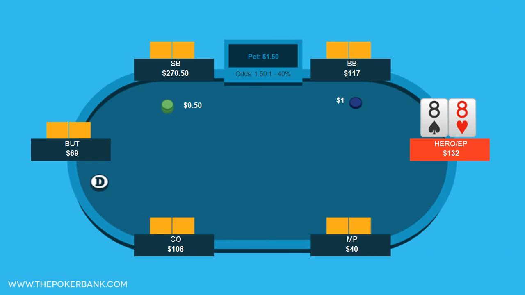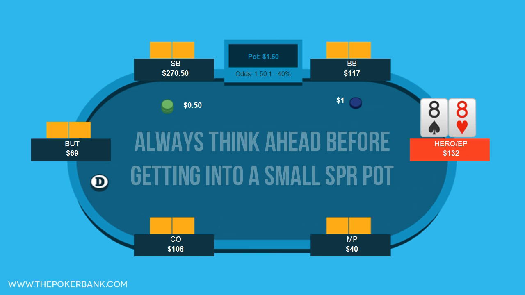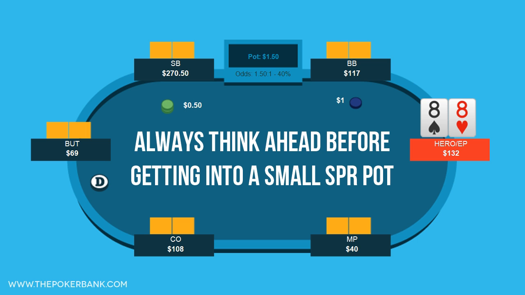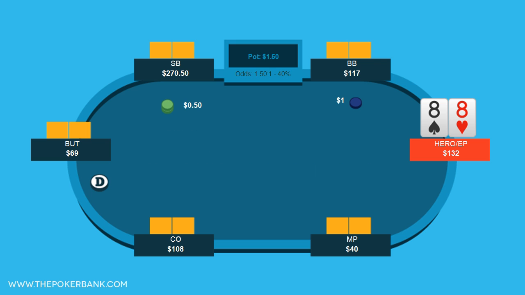Which brings us to a vital point. We want to be very selective with the hands we use to enter small SPR pots. In those small SPR pots we'll be committed, or close to it, and we want to use hands that would be profitable in that environment.